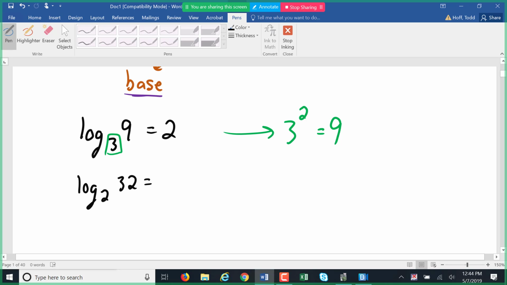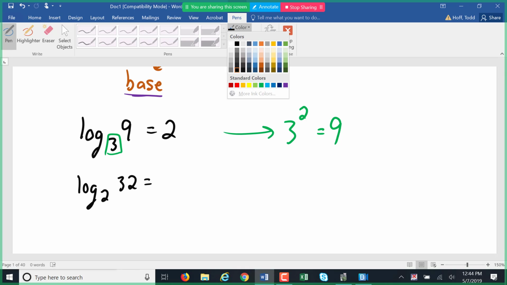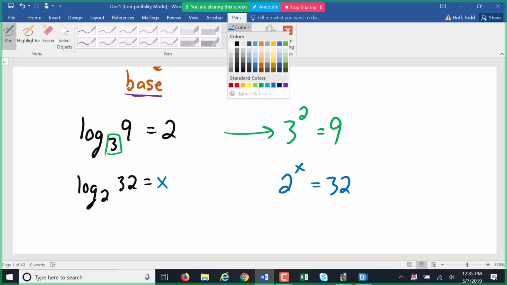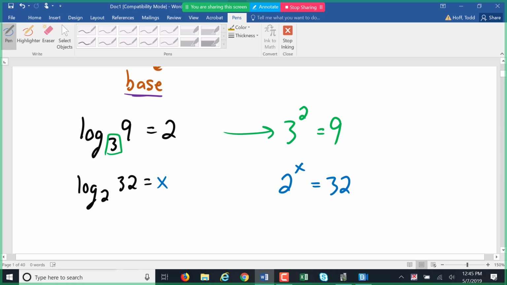So if I ask you, what does log base 2 of 32 equal? What that's asking is 2 to the power of x, solve for x. That's saying 2 to what power equals 32? Well, 2 to what power would be 32? 5, very good. So log base 2 of 32 is 5, because 2 to the power of 5 equals 32.